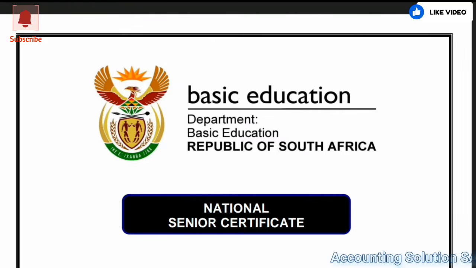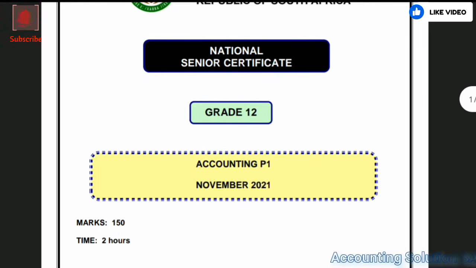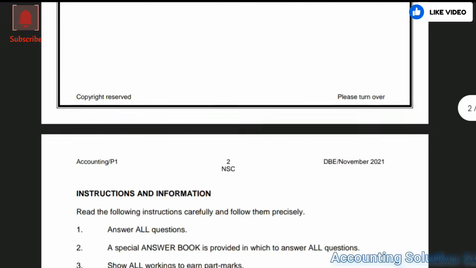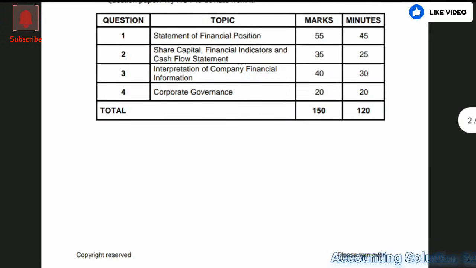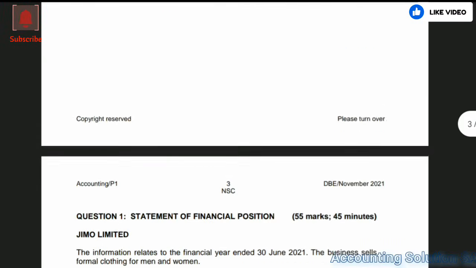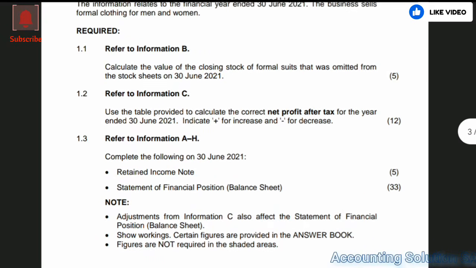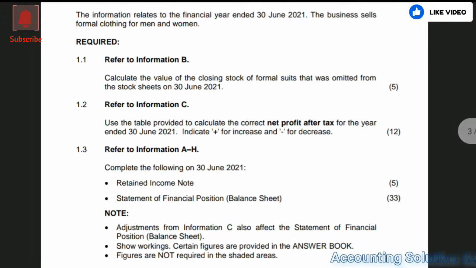Okay, so the lesson that we are going to do today, guys, is the question paper which was written in November 2021. Retained earnings and ordinary share capital, guys, is a company, which falls under paper 1. Okay, let's go to the question that we are going to do today. It is question 1 and also question 2. We're going to start with the preparation of the retained income note.